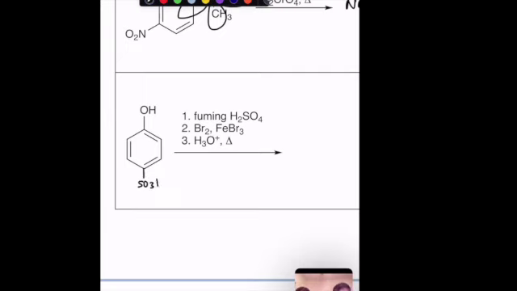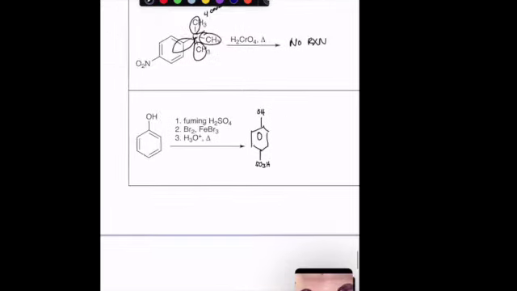Oh, I should probably write that out on the side. Okay, that's the first step. Second step, we're going to brominate it.